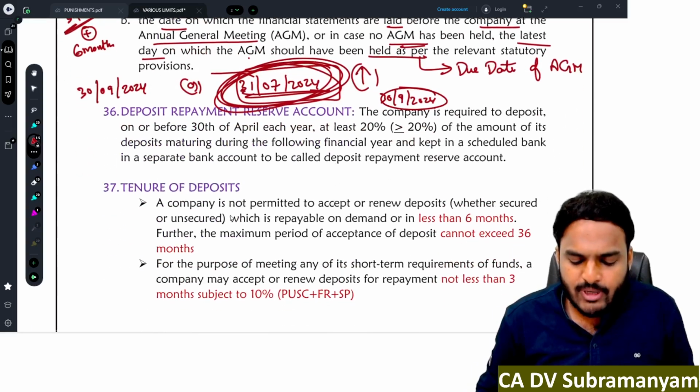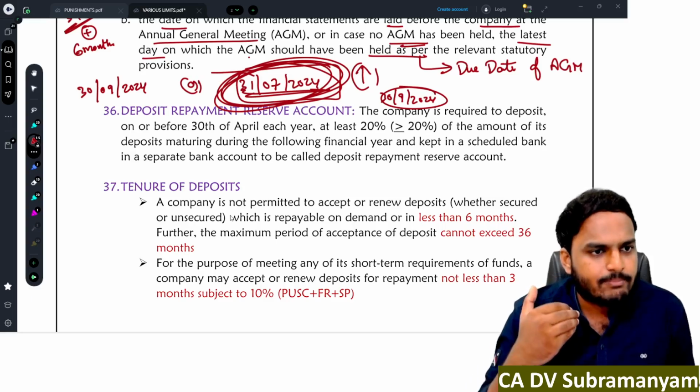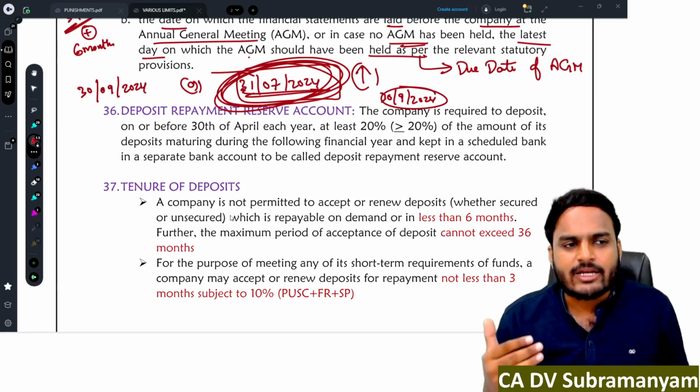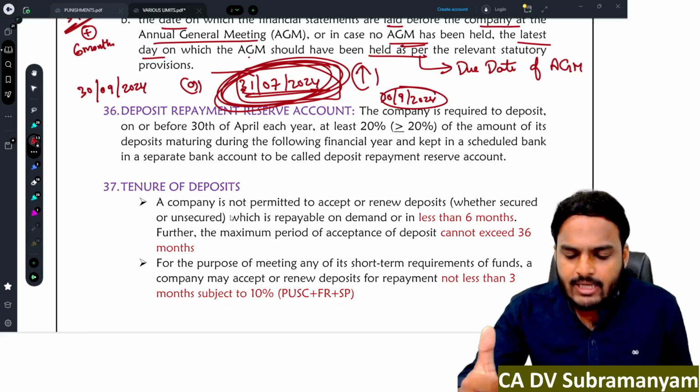Next, deposit repayment reserve account. So every year, the company has to repay some deposits. See, maximum a company can accept deposits for a tenure up to 36 months. So next year, the company is required to redeem deposits.